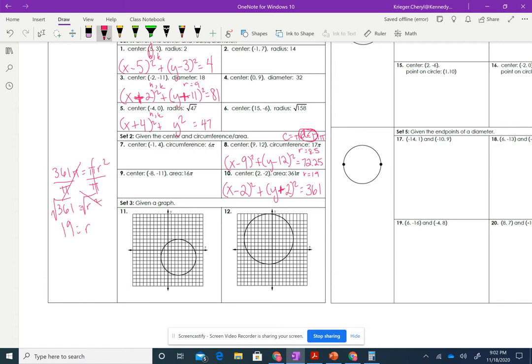Number 12 says, given a graph. All right, so given a graph, I think that the easiest way to do this is to find the center. We can either do it from the top and bottom of a circle or the horizontal center. The best thing to do is to cut it in half and find the center that way. So it looks like our center is (-1, 3).